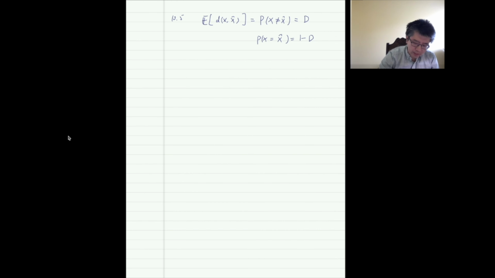Now let's try to derive the mutual information for this problem. We can write the mutual information in this form. The first term is straightforward, because X is uniform, therefore it is log n. But the problem is the second term.